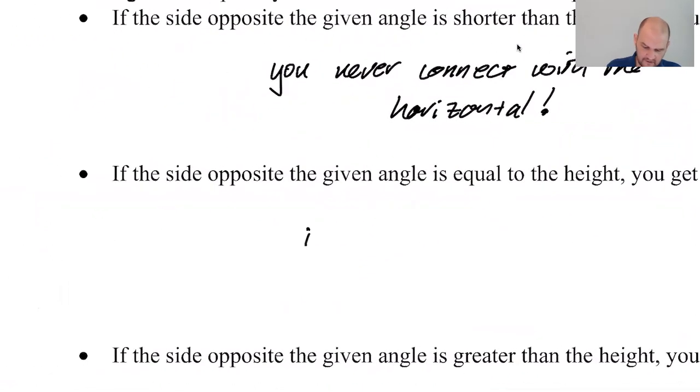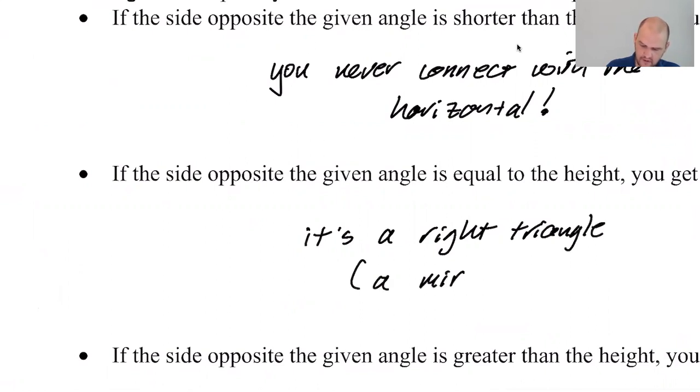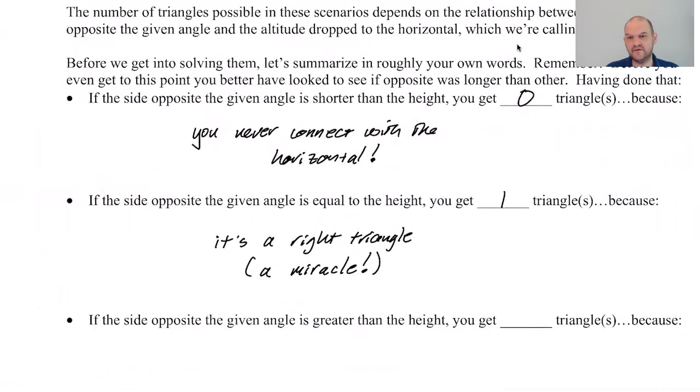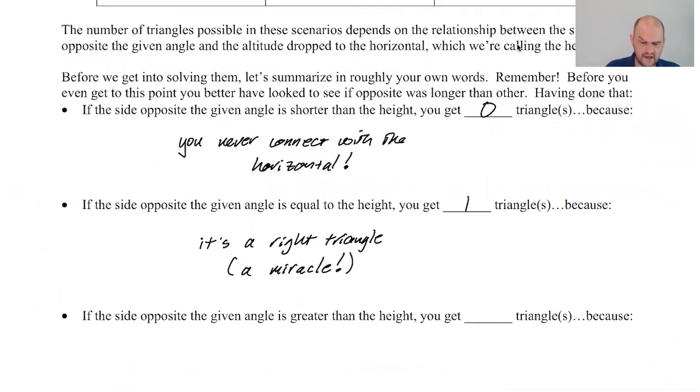Because I'm going to say it's a right triangle. It's actually a miracle, because that's not going to happen. But you never know. A miracle has occurred. That won't happen, I don't think. But, you know, who knows?